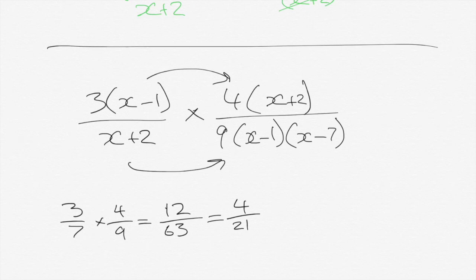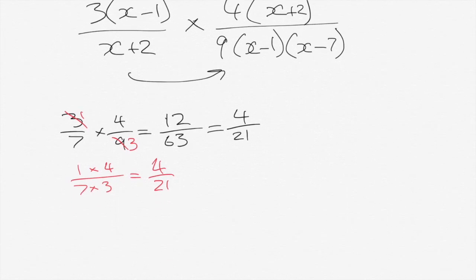We could, by the way, you should know this from year 7 as well, have cancelled down before we got there, because we could have done this cancellation, and that would have made the operation much simpler, because we would have been doing 1 times 4 over 7 times 3. That obviously gives us the same answer as 4 over 21. So even back in grade 7, you were taught that doing this sort of cancelling before we do the multiplication makes life easier.